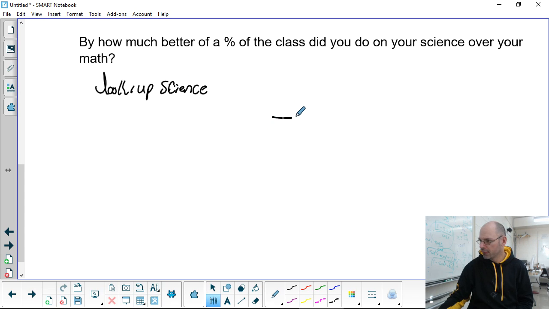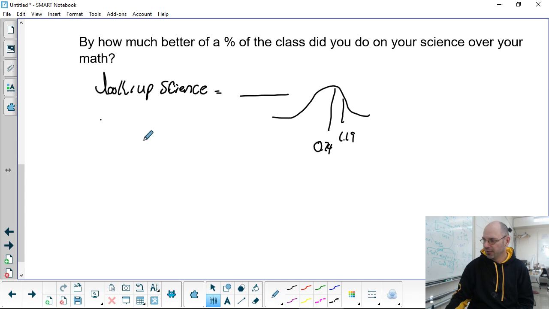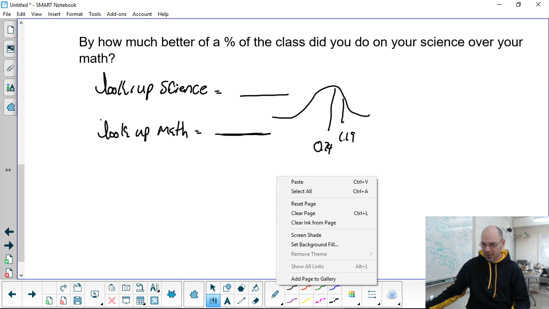Look up science. So you're going to do this. You're going to have 1.19, and then you're going to have over here 0.74. And you're going to look up science and get a percentage. And you're going to look up math and get a percentage. Okay, and then the difference between the two is going to be how much better you did. So let's bring that table up again.